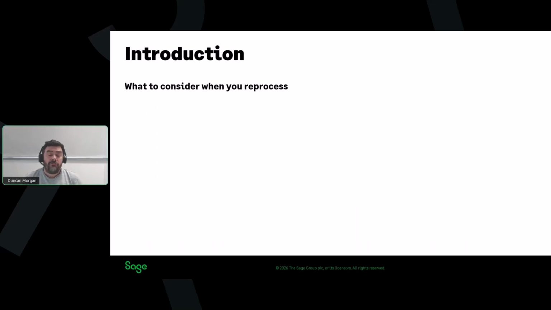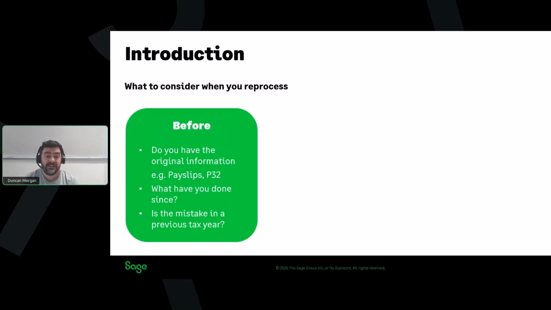If you do choose the option of reprocessing, there are a number of things to consider, both before, during, and after doing the correction. Looking at before reprocessing, to make sure you're all prepared, you want to make sure that you have all of the original information that was put through payroll. For example, copies of the pay slips, your P32 report for any periods you've made payments to HMRC, and things like historical nominal link reports if you use that option. You should also have a think about what you've done since that mistake happened, as that can inform what method you use to go back to reprocess.